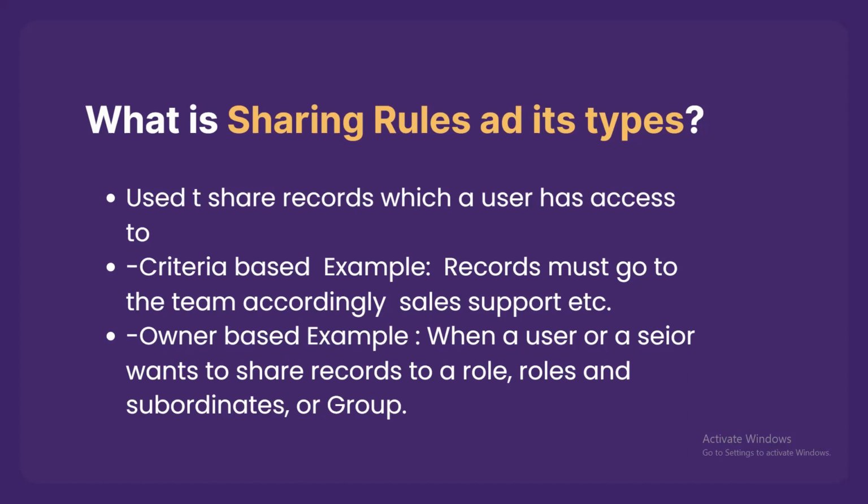And another is owner based sharing rules. Whenever a user or a senior wants to share records with roles and subordinates or a group, etc., we can use this. Like I have a set of records and I want to share them with a user or a role, a particular kind of role and their subordinates. I can do that by using owner based sharing rules, right?